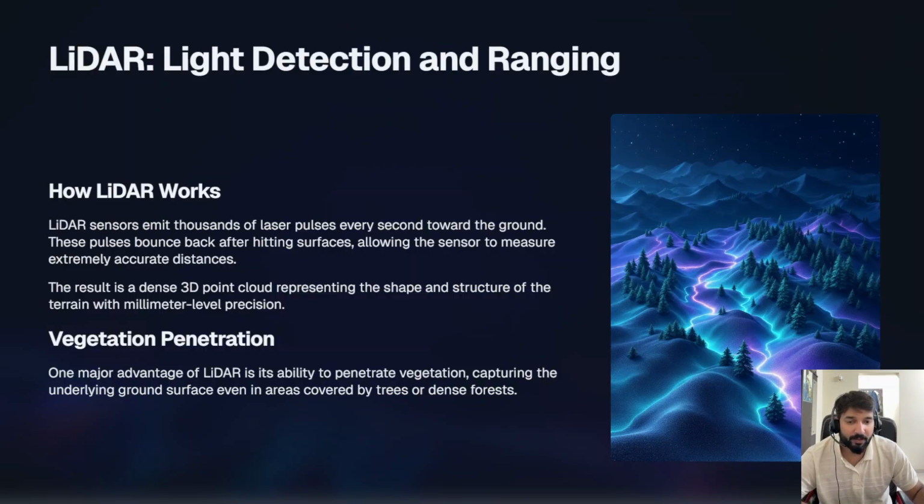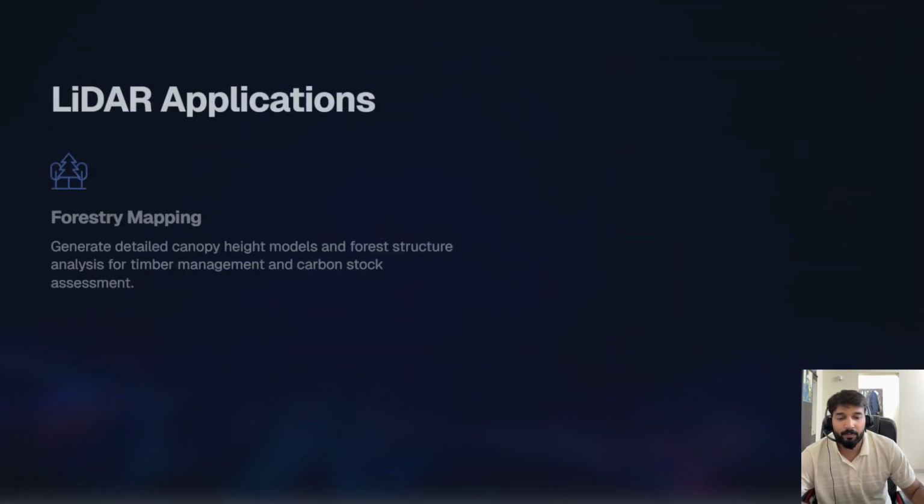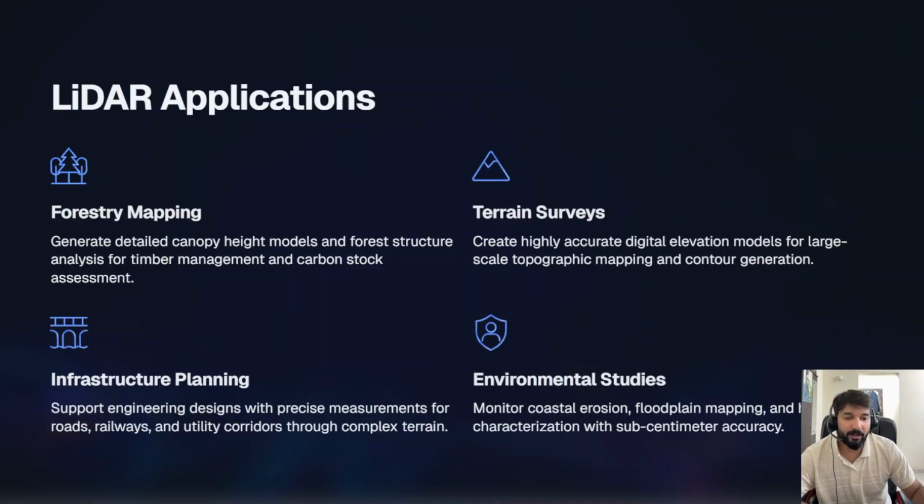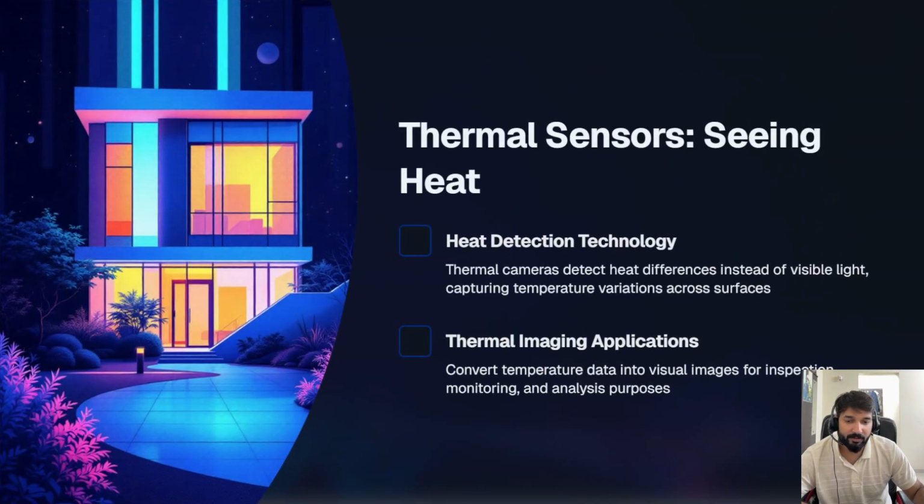One major advantage of LiDAR is its ability to penetrate vegetation. This allows surveyors to capture the underlying ground surface even in areas covered by trees or dense forest. Because of its high accuracy, LiDAR is widely used in forestry mapping, large scale terrain surveys, infrastructure planning, and environmental studies.